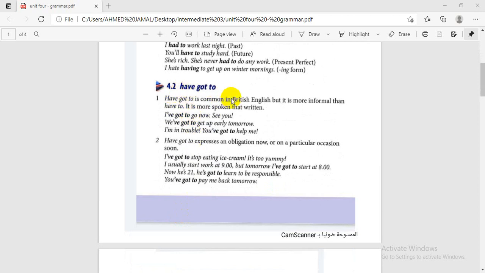4.2 Have got to. Have got to is common in British English, but it is more informal than have to. It is more spoken than written. I have got to go now. See you. We have got to get up early tomorrow. I am in trouble. You have got to help me.